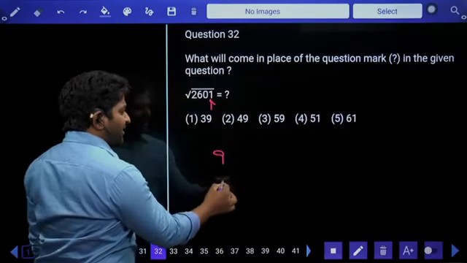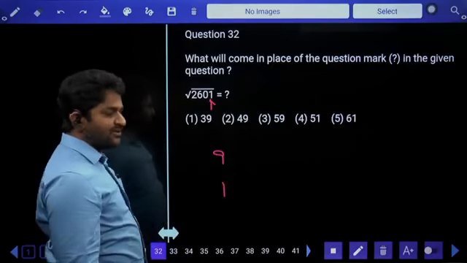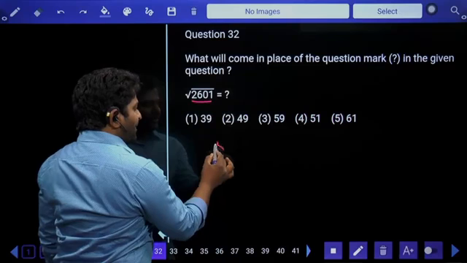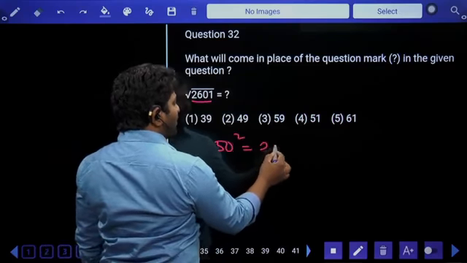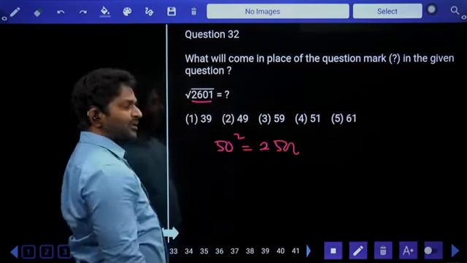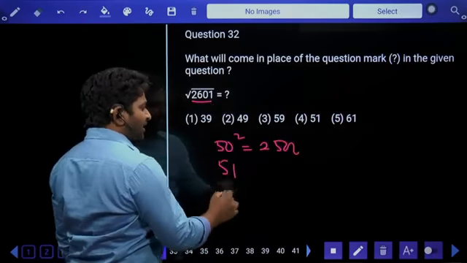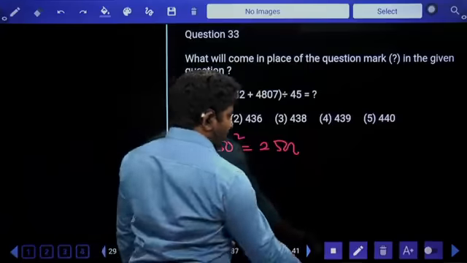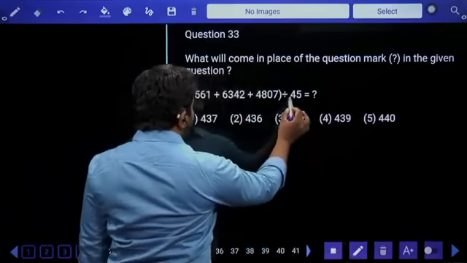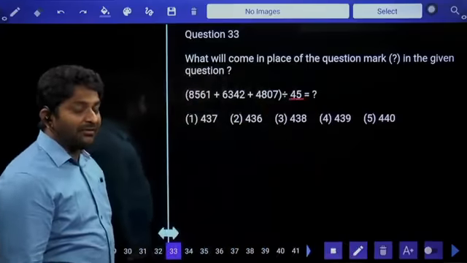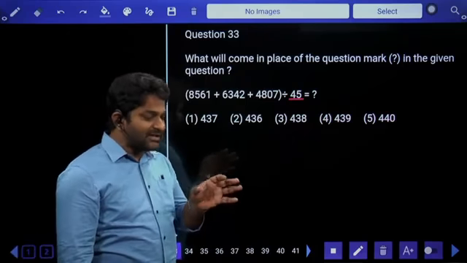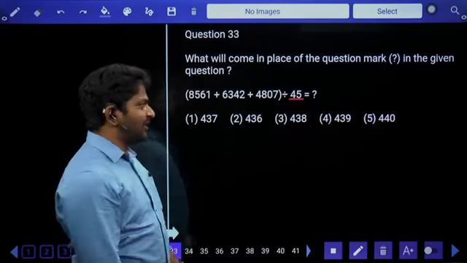may end with either 9 or 1. All options are satisfying the rule. Now, observe this number. 50 square is equal to 2500, and this is a little bit more than that. Hence, our answer should be 51 square, fourth option. And now, as the denominator is divisible by 45, where you have a 5 multiple, whenever you have a 5 multiple, you can decide whether it is an even number or odd number. Nothing more than that you can decide.